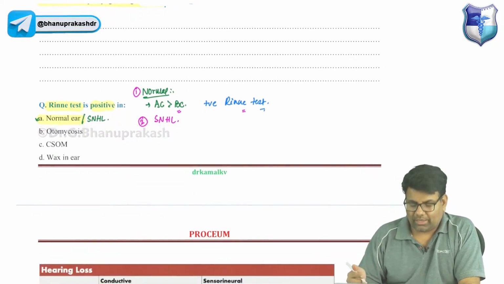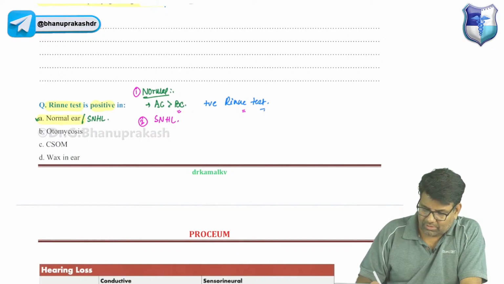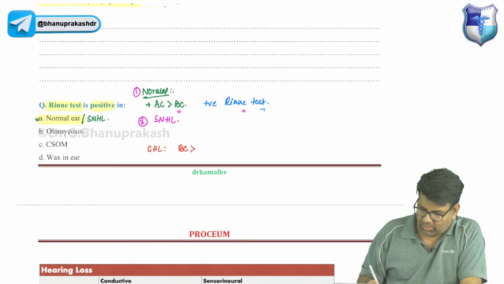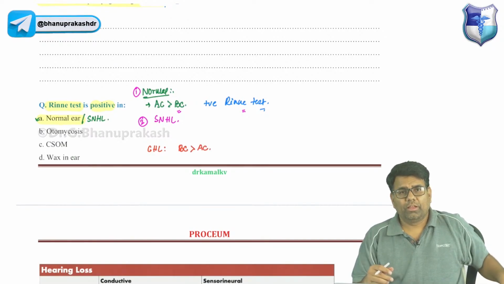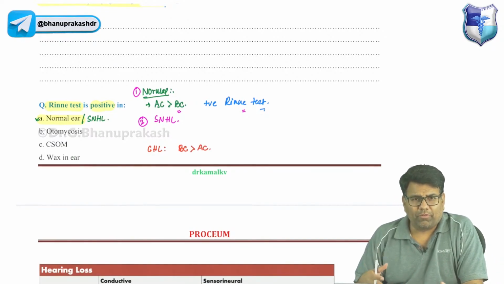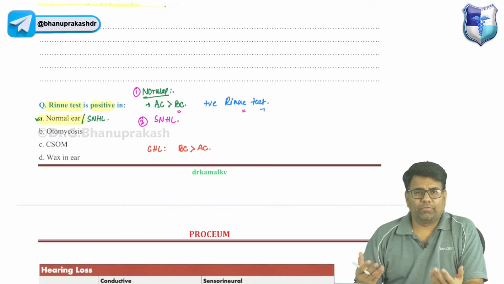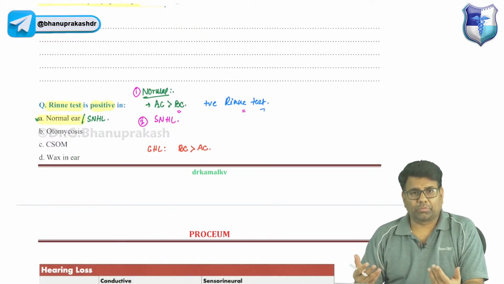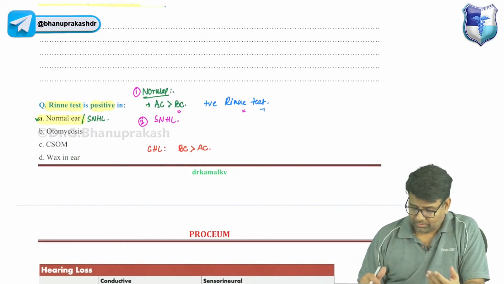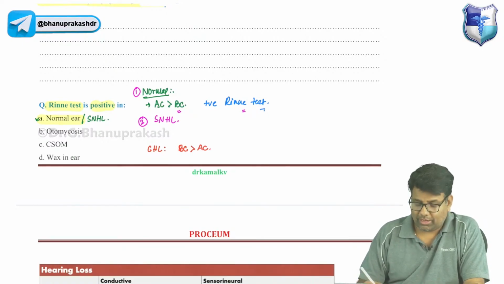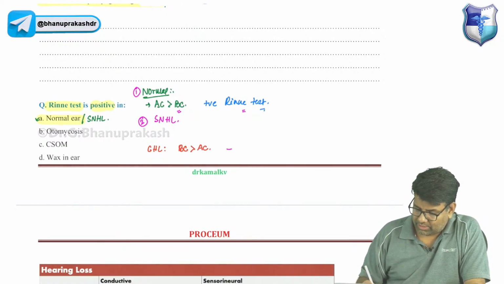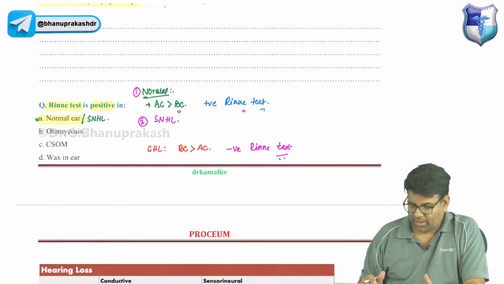Conversely, if there is conductive hearing loss, just reverse the scenario. In cases of conductive hearing loss, bone conduction will be more than air, right? So, in cases of conductive deafness, there can be perforation, collection of fluid in the middle ear, or there may be disruption of ossicles. In all such cases, bony conduction will be more than the air conduction, and then we will say that our test is negative. Clear? Please remember this one.